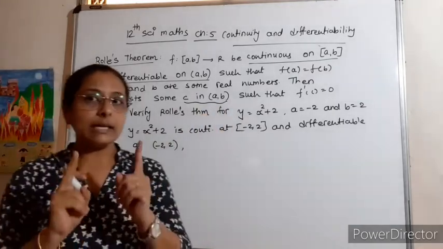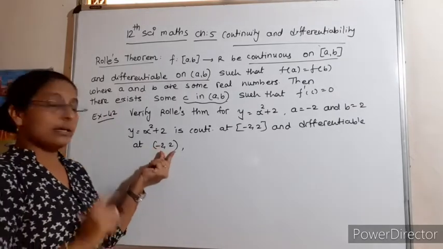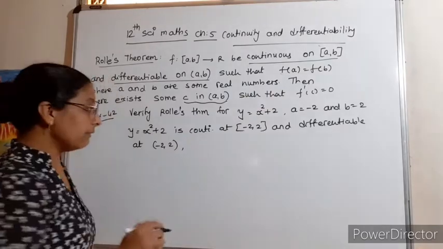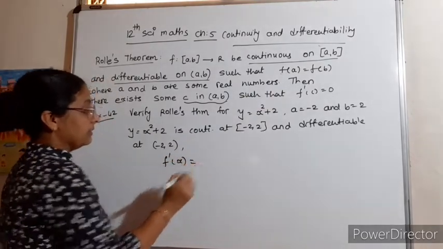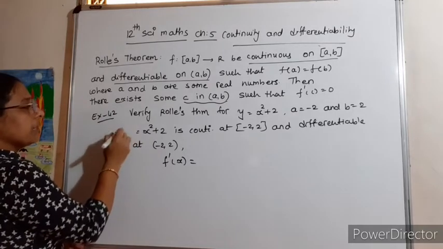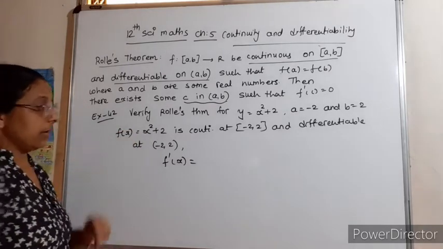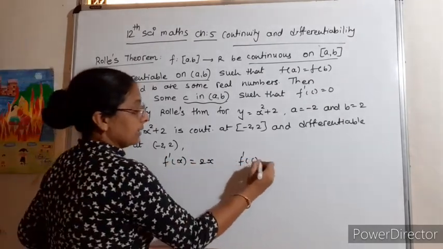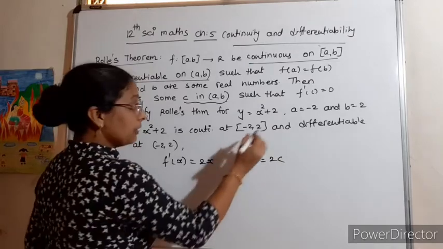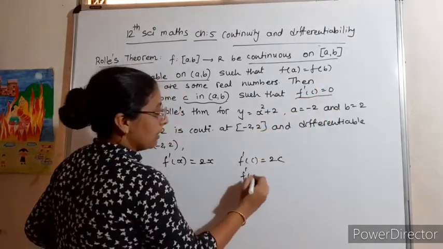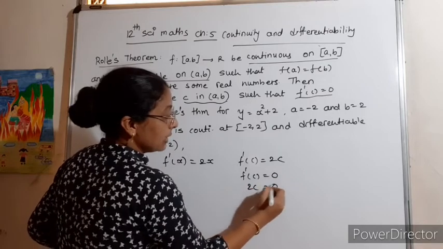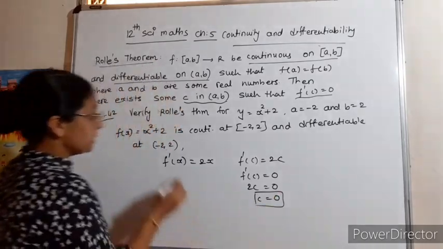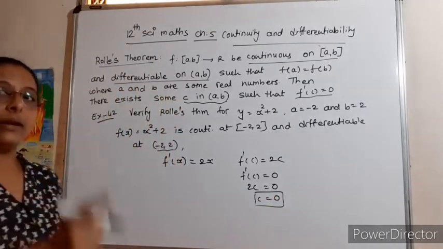That means you have to find the value of c between minus 2 to 2 such that f dash c is equal to 0. So we will take here f dash x. Our fx is, we'll write here instead of y you can write fx. So here f dash x is what? 2x. Then if you take f dash c, that is 2c, and if you want this equal to 0, so f dash c equal to 0 implies 2c equal to 0 implies c is equal to 0. You got the value. So whether 0 lies in between this interval or not, that you check.